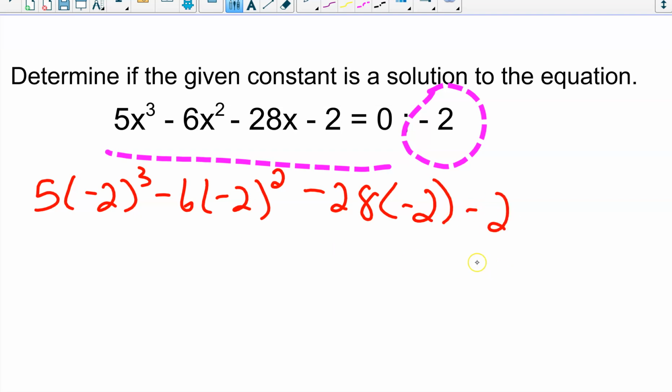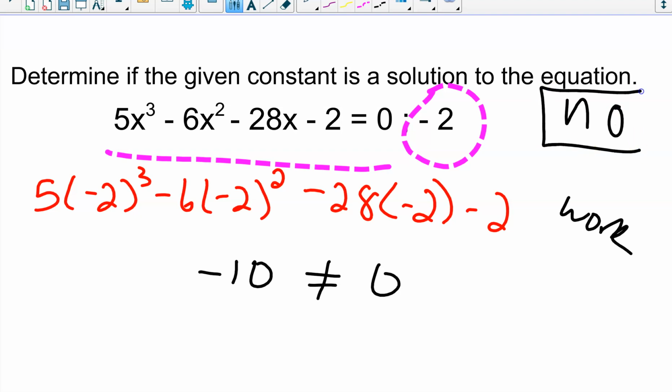And you're showing this, so this is your work right here. And that should end up to be negative 10. And negative 10 is not equal to 0, so my answer would be no, but you would be showing this work right here for the credit. You lose a lot of credit if you don't show your work.